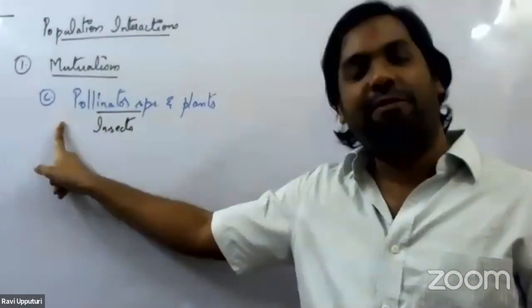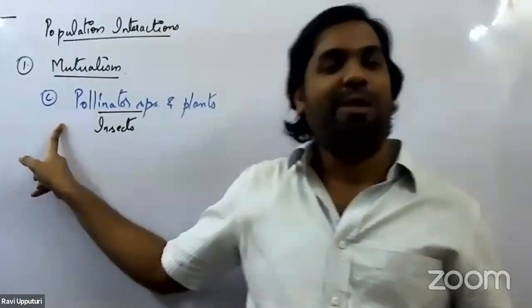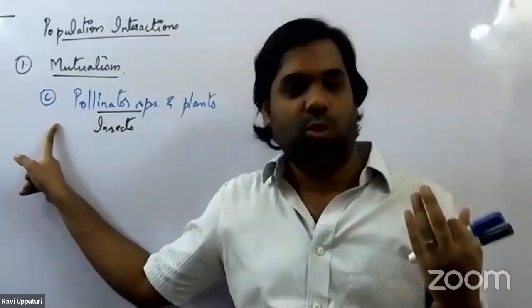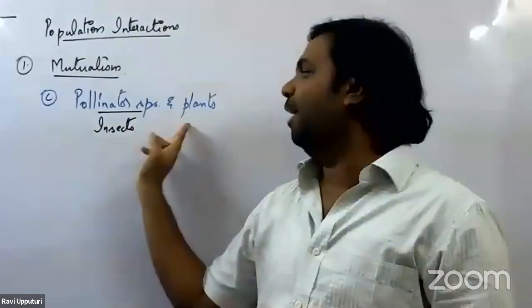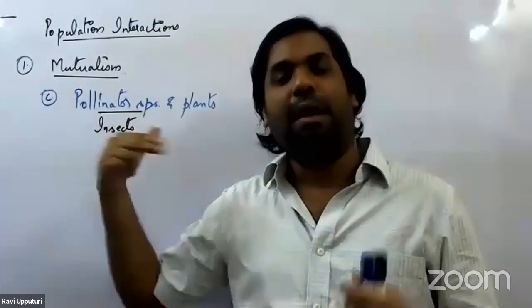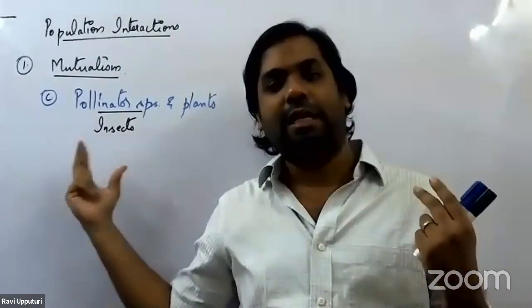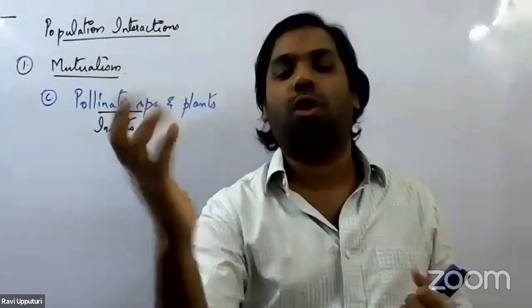The insects are benefited. So how are the insects being benefited? They are able to get the food sources. Their food problem is being solved. How? The plant would provide the nectar. In return to that, what are the insects doing? They are favoring the process of cross-pollination.